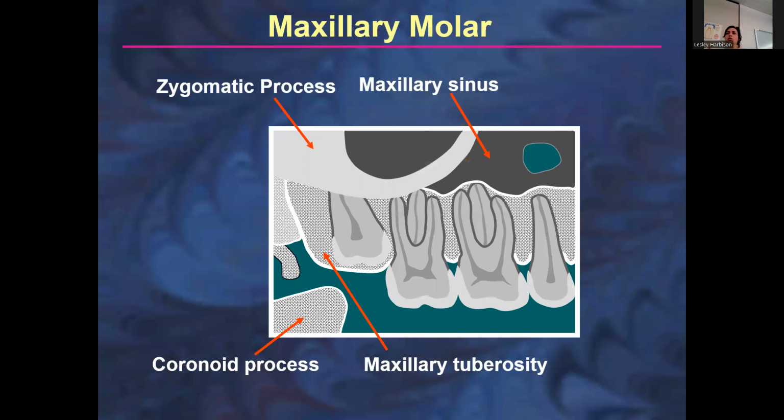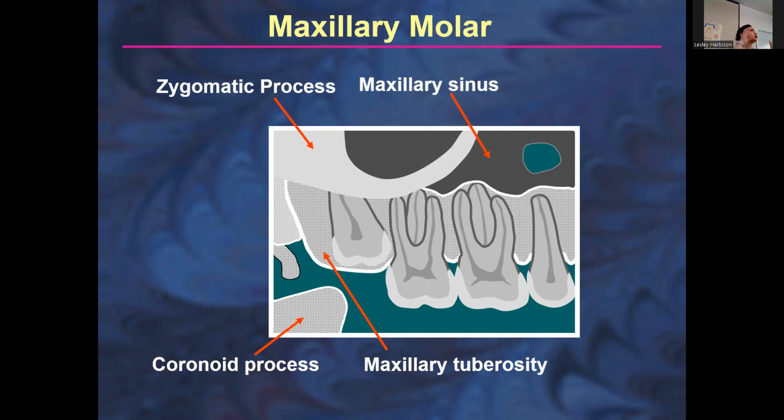Okay, maxillary molar. So now we're going all the way back. And again, you're just going to see the maxillary sinus and the zygomatic process. Here's an oddball thing to add. This is new: the coronoid process. Where's the coronoid process? On your mandible. Yes, it's on your mandible. So you have the condyle and then you have the coronoid process. So it's part of your mandible.